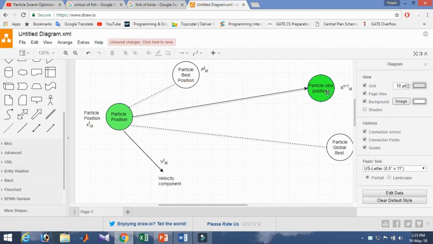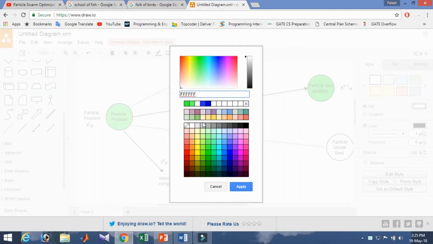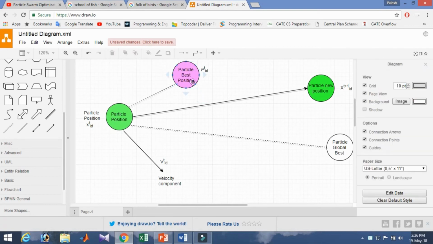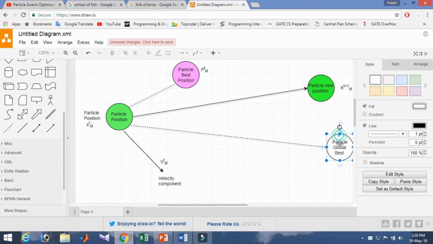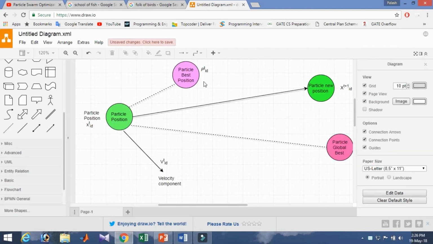Now, this is the new position, and the particle has its best position here. Instead of going to the particle best position, it comes to another position, so I will color it another color. P best, p_t of id, is the particle best position, and the particle new position, at t plus 1, is pointed out by the previous position. I will fill the best position with another color like this. Okay, it is the particle global best position, and the particle velocity is like this component type.